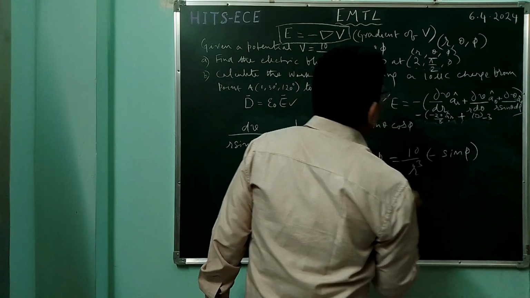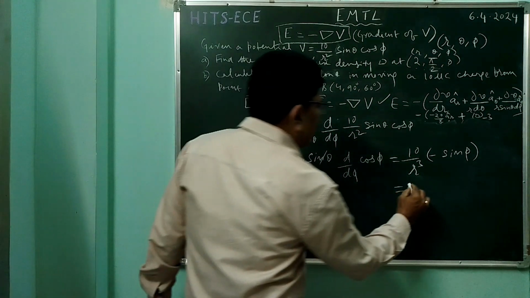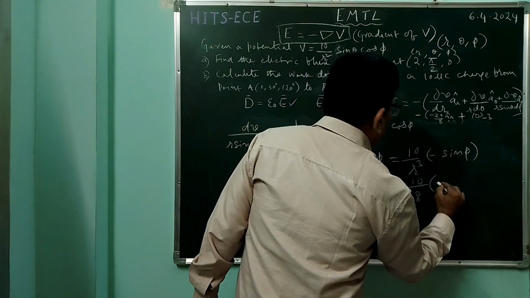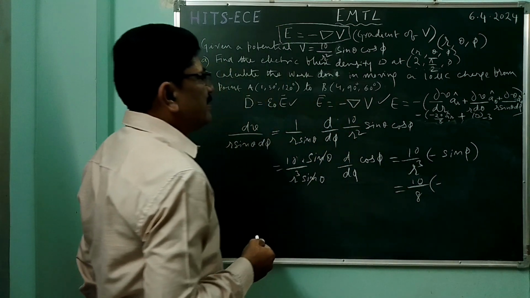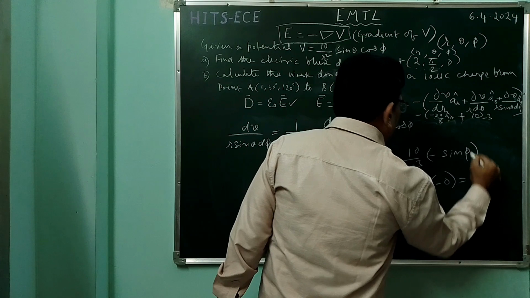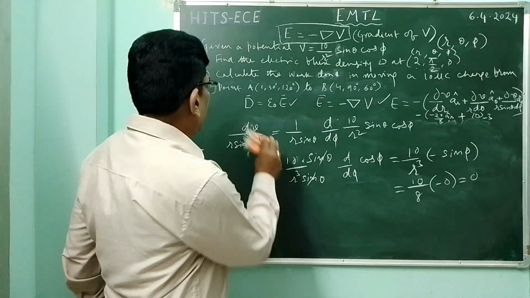Let us substitute the coordinates now. r is 2, so it is 10 by 8 into minus sin φ. φ is 0, sin 0 is 0. So it will be 0. So the third term is also 0. Second and third terms are zeros.